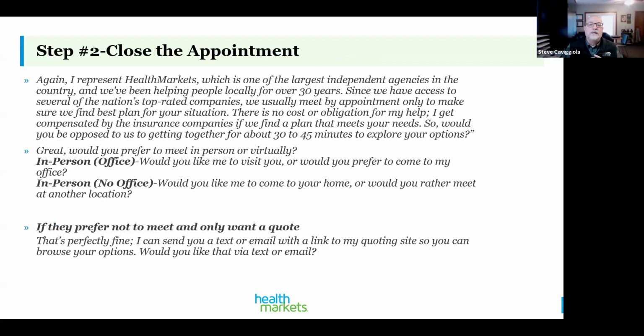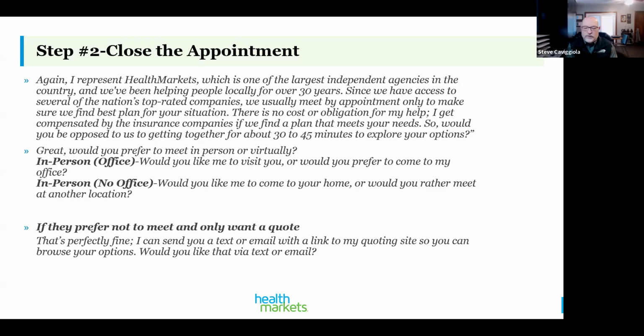Okay. Now, once I establish that Justin's looking, again, you heard me say this: I represent Health Markets, which is one of the largest independent agencies in the country, and we've been helping people for over 30 years. Since we have access to several of the nation's top-rated companies, we usually meet by appointment only to make sure we find the best plan for your situation. There is no cost or obligation for my help. I get compensated by the insurance companies if we find a plan that meets your needs. So would you be opposed to us getting together for about 30 to 45 minutes to explore your options?